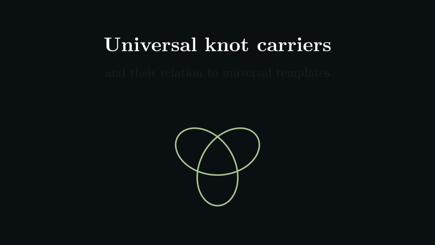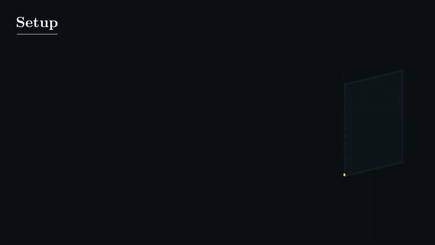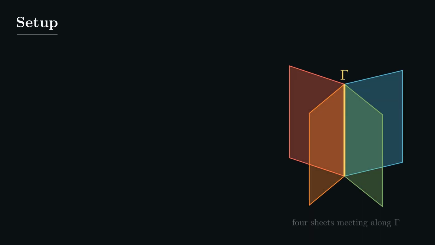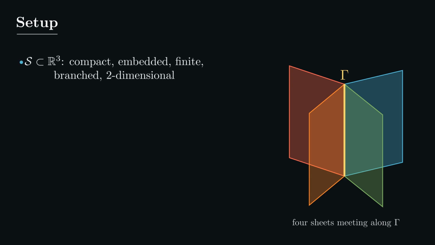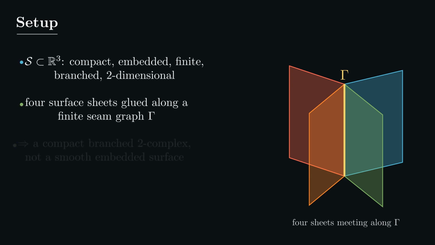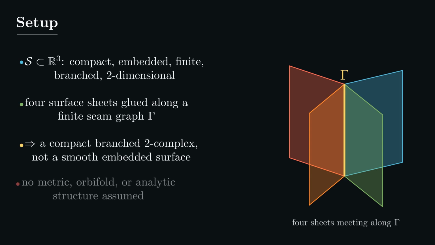Universal knot carriers and their relation to universal templates. Consider a compact, embedded, finite, two-dimensional branched object in 3-space. In the motivating example, it is built from 4 surface sheets, glued along a finite seam graph. So topologically, it is closer to a compact branched 2-complex than to a smooth embedded surface. For this question, no additional metric, orbifold, or analytic structure is used.